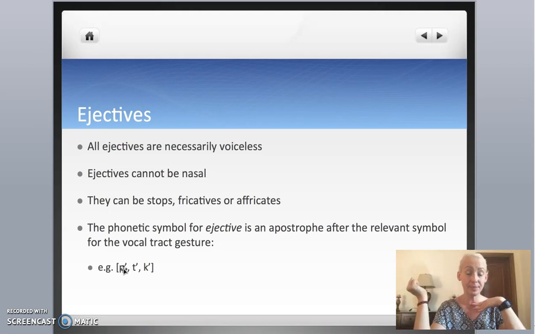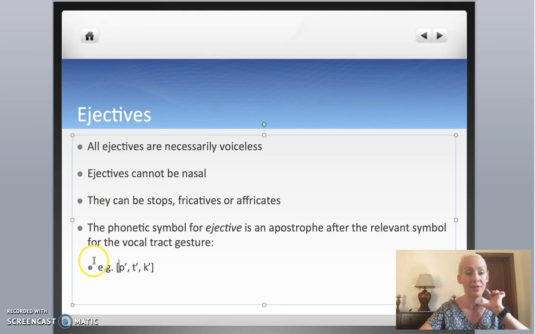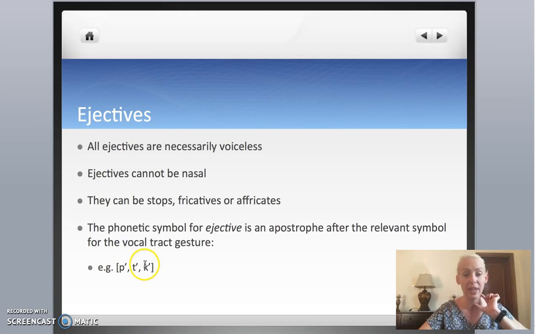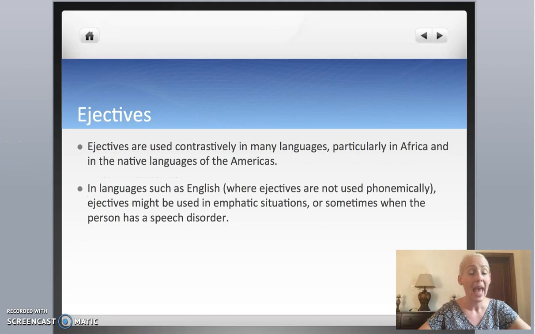They also cannot be nasal, but they can be stops, fricatives, or affricates, any type of sound. And the phonetic symbol for ejective is to put an apostrophe after the relevant symbol for the vocal tract gesture. So if we are trapping the air between the glottis and the velum, that's going to be a velar ejective. If we trap it between the glottis and our lips, that's a labial ejective. Ejectives are not used in English or Arabic, but they are used in other languages, especially in Africa and in the native languages of the Americas, where these sounds are used to create a meaning difference. So there is a difference between a regular bilabial stop and an ejective bilabial stop.